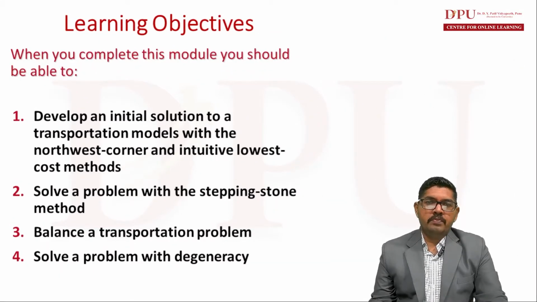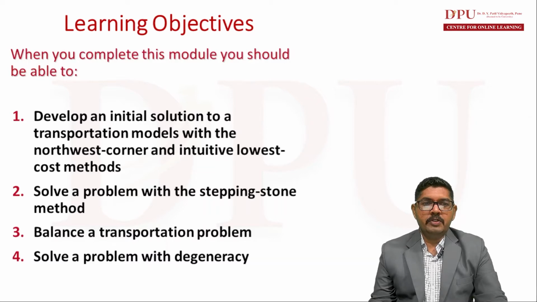Learning objectives of this particular unit. When you complete this module, you should be able to develop an initial solution to a transportation problem with the northwest corner method or lowest cost method. Let me tell you at this juncture that there is one more method, which is known as Vogel's approximation method. So there are three ways by which we can find the initial basic feasible solution to a transportation problem. Once we find the initial basic feasible solution, we have to find the optimal solution by the modified distribution method, that is, the stepping stone method.